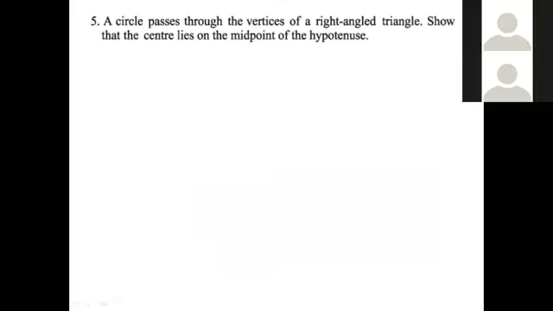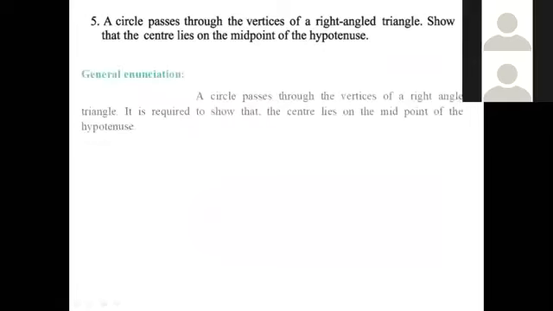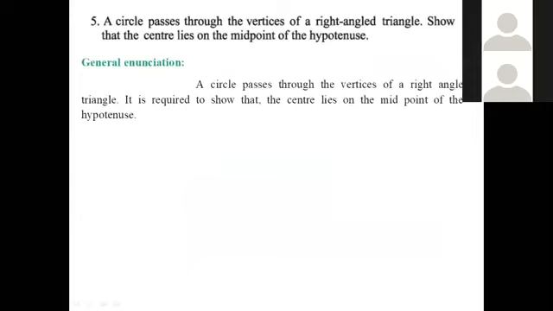Okay. Now we see some problems from exercise 10.1. Number 5. A circle passes through the vertices of a right angle triangle so that the center lies on the midpoint of the hypotenuse. General enunciation: a circle passes through the vertices of a right angle triangle. It is required to show that the center lies on the midpoint of the hypotenuse.